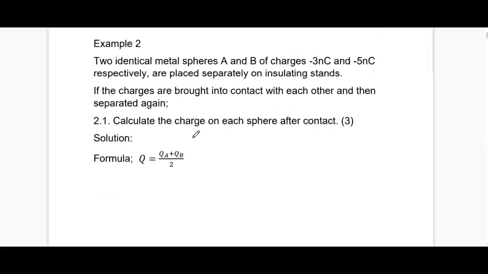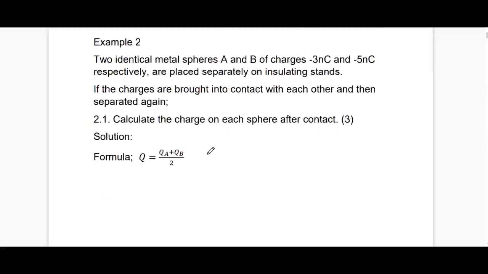Okay, now we have example two. Identical metal spheres A and B of charges -3 nanocoulomb and -5 nanocoulombs respectively are placed separately on insulating stands. So now this looks like this, with a distance R there. This is A, this is B. A is -3 nanocoulomb and B is -5 nanocoulombs.